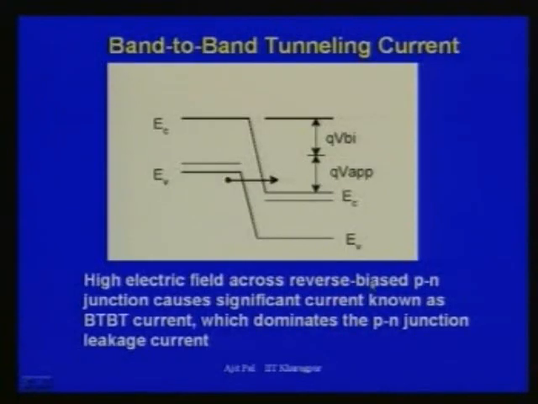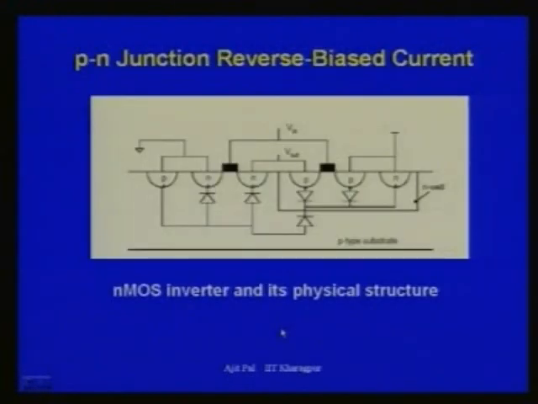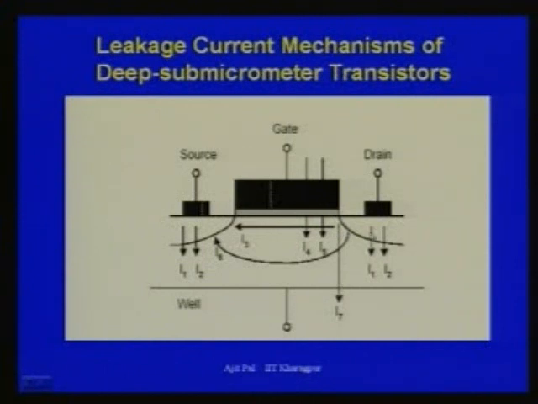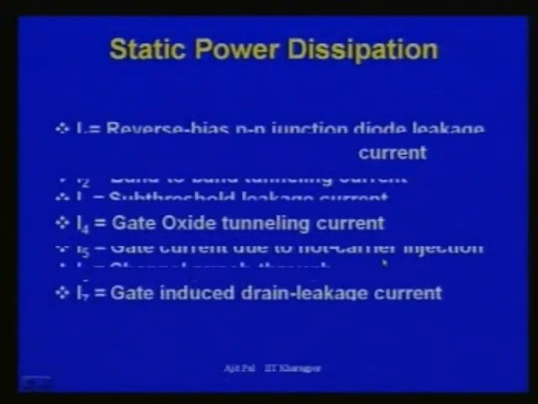A high electric field across the reverse biased PN junction causes a significant current known as BTBT current, band to band tunneling. Here you can see the electrons move from the valence band to the conduction band, leading to current across the PN junction. There we have seen that the current I2 occurs across this junction because of band to band tunneling. So I1 is due to the reverse bias diode and I2 is due to band to band tunneling.